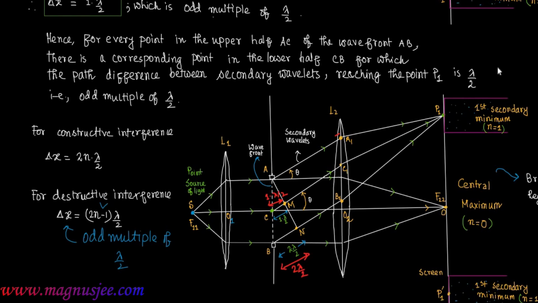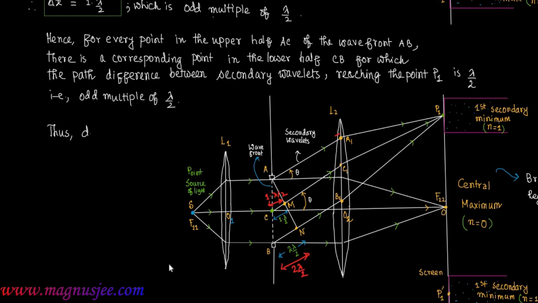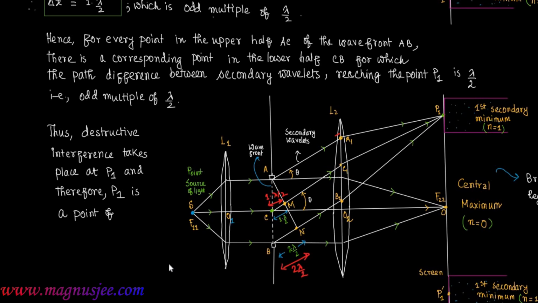That means the two secondary wavelets will form a dark fringe at the point P1. When the path difference is lambda by 2, destructive interference occurs. Thus destructive interference takes place at the point P1 on the screen, and as the path difference is an odd multiple of lambda by 2, destructive interference takes place at P1, and therefore P1 is a point of first secondary minimum.